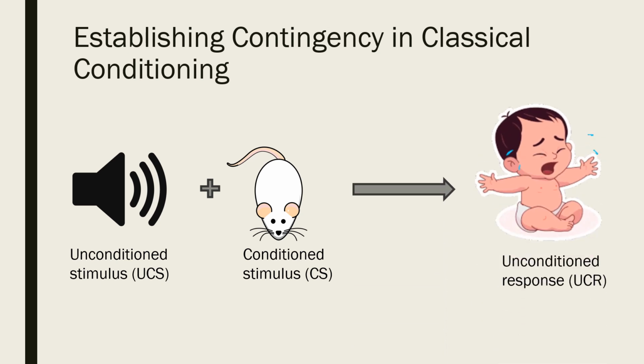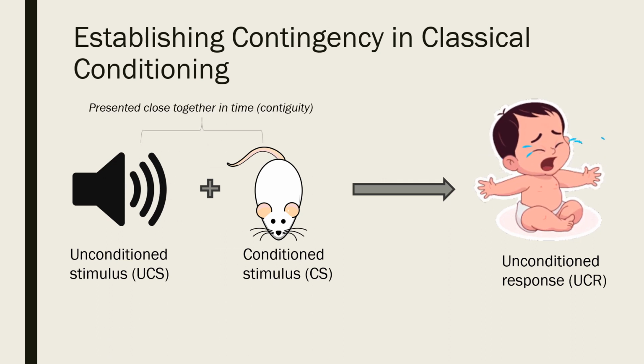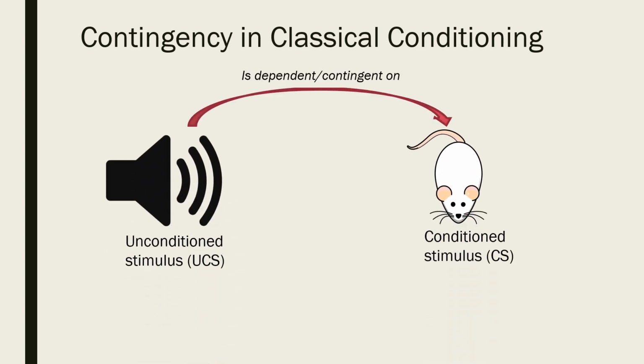In order to classically condition Little Albert to associate the white rat with the loud noise, these two stimuli were repeatedly presented together close in time, contiguity. As a result, Little Albert began to believe that the appearance of the loud noise was dependent or contingent on the white rat. In other words, whenever Little Albert saw the white rat, he believed it predicted that a loud noise was coming.